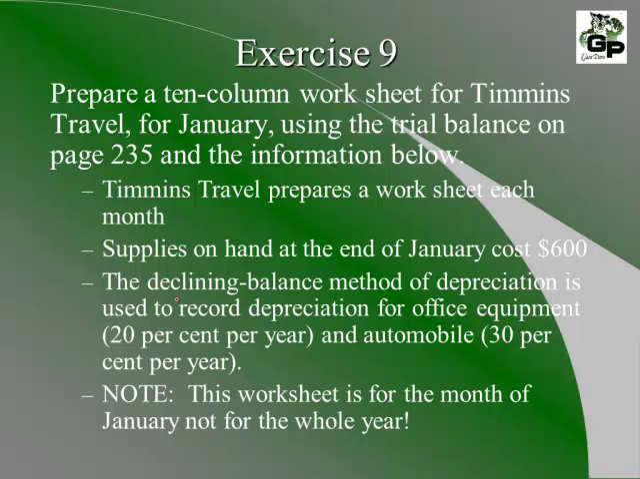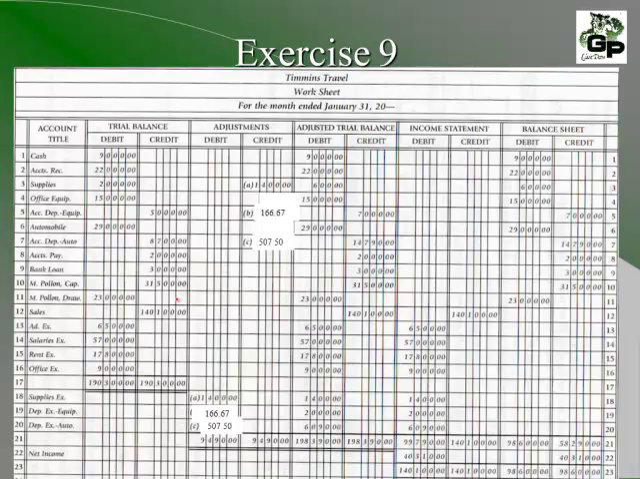Supplies on hand at the end of January cost $600. The declining balance method of depreciation is used to record depreciation for office equipment at 20% per year and the automobile for 30%. Please remember, this worksheet is for the month of January, not the whole year. Previously, other students did it, and they did it for the whole year.